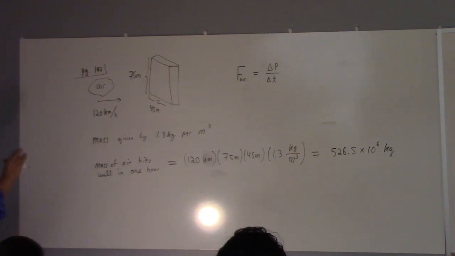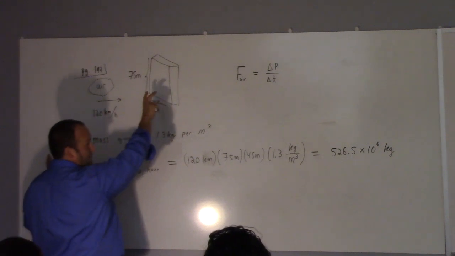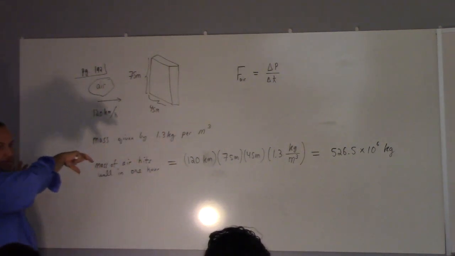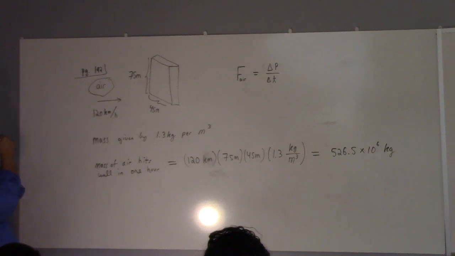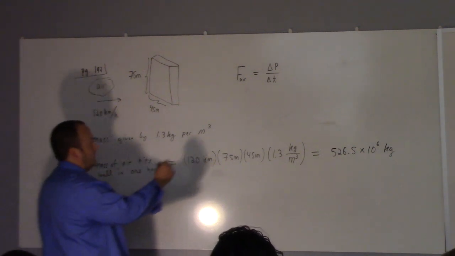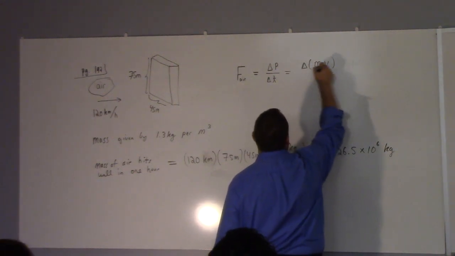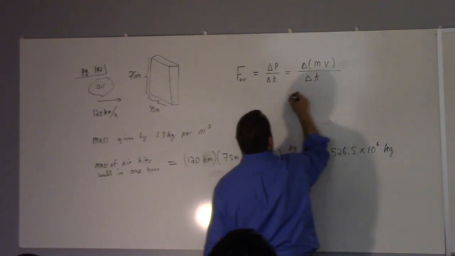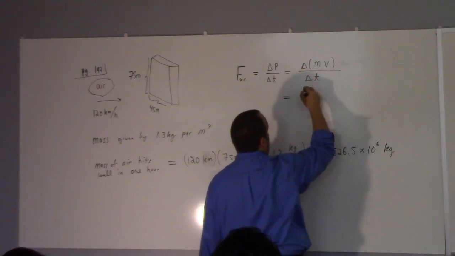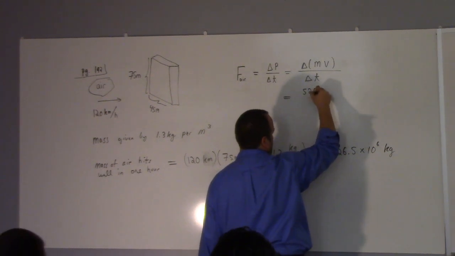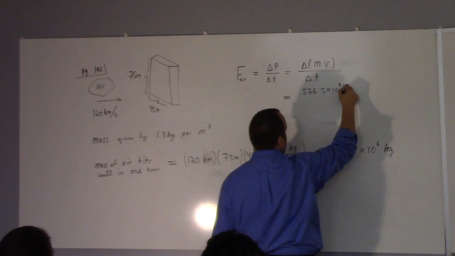Scary for me. Okay, so that's the mass that crashes into the wall and just drops, is the problem tells us. And what's the velocity of it? So this is change in mass times velocity divided by change in time. So I'm saying that this is exactly 526.5 times 10 to the 6th kilograms. What's my speed?